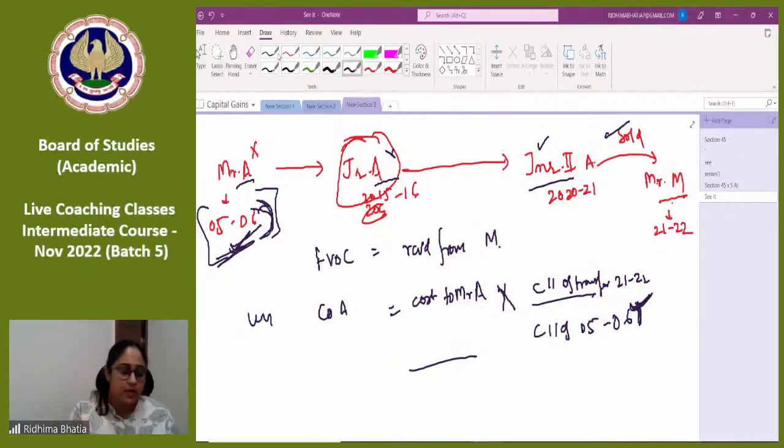Muskan, transfer is 21-22. Why? Because here also transfer has happened, but these are exempt transfers. The section 47 that we are reading includes transactions which would not be regarded as transfer, even if ownership is getting changed, even if the asset is getting changed, still the transaction would not be regarded as transfer. Therefore, the year of actual transfer is when it is not an exempt transfer, which is as per 21-22.